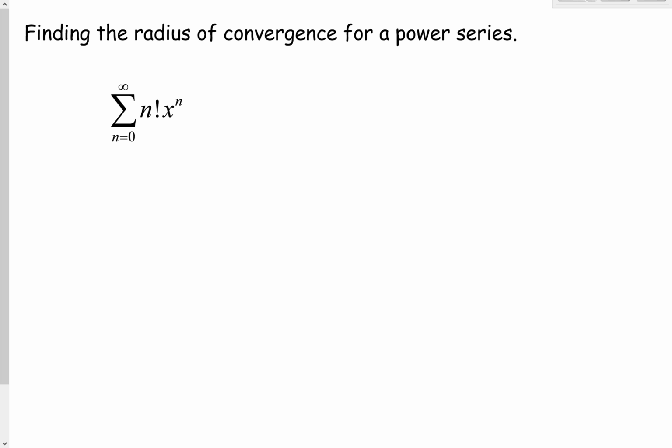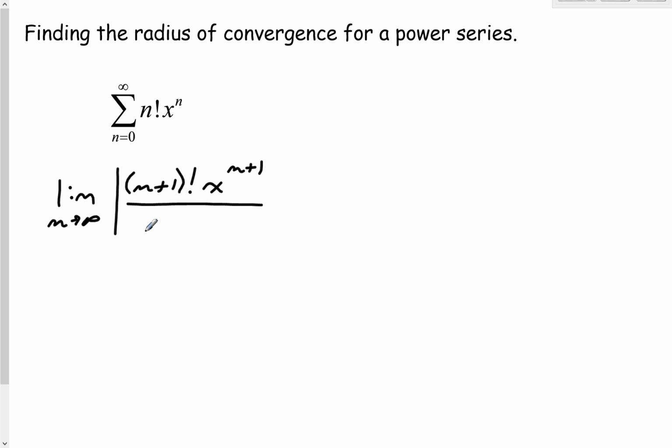A second example of doing this would be if I have this series, the sum from 0 to infinity of n factorial times x to the n. I would do my ratio test, so the limit as n goes to infinity, and I'll be using the absolute values. So n plus 1 factorial times x to the n plus 1. That's my n plus first term over the nth term.